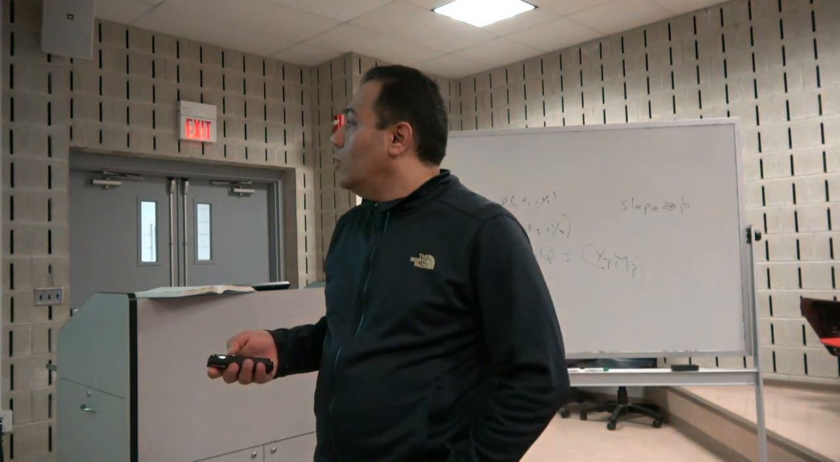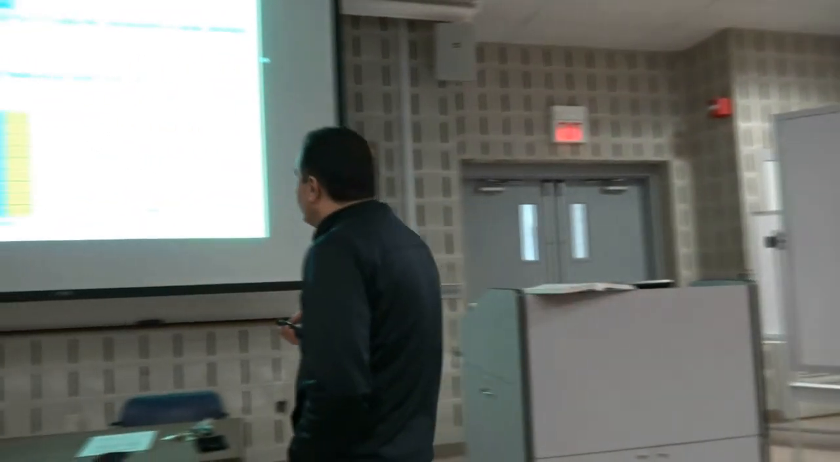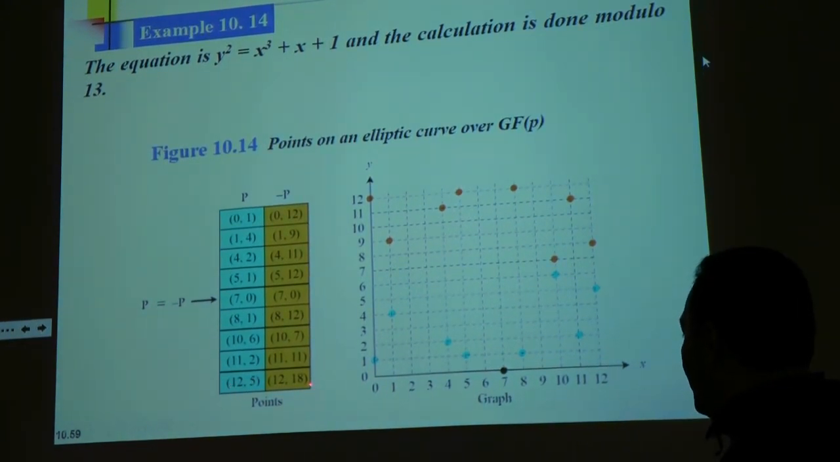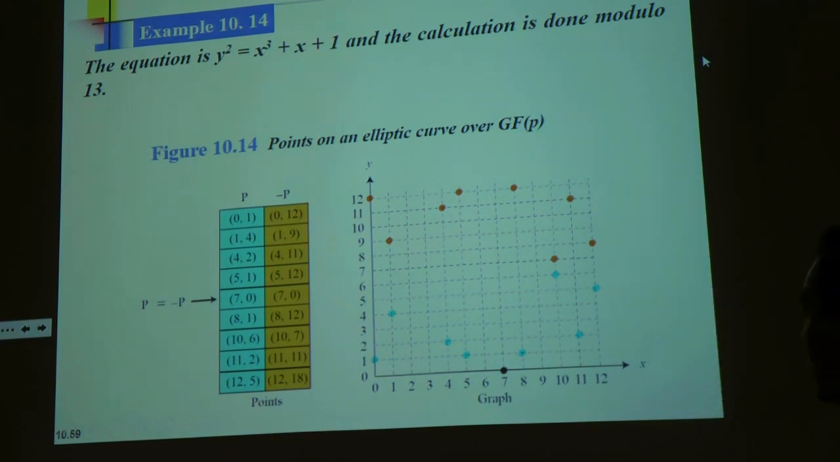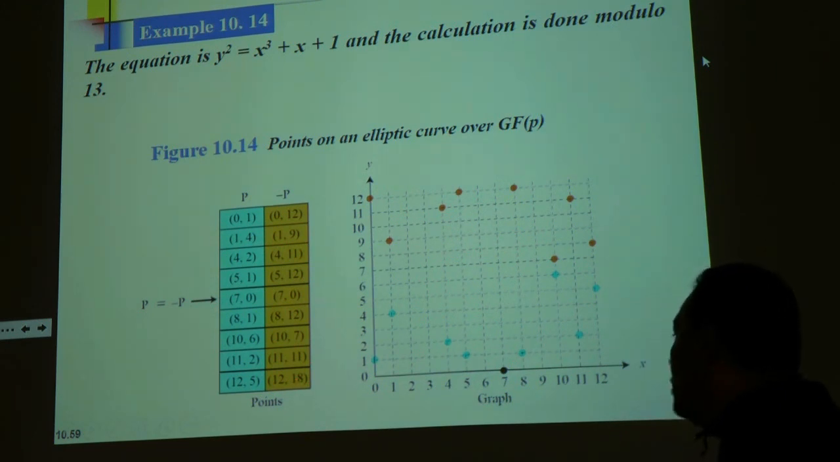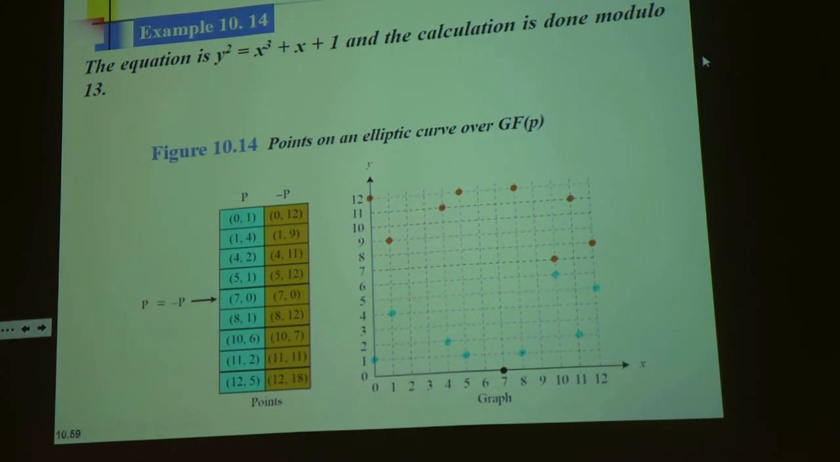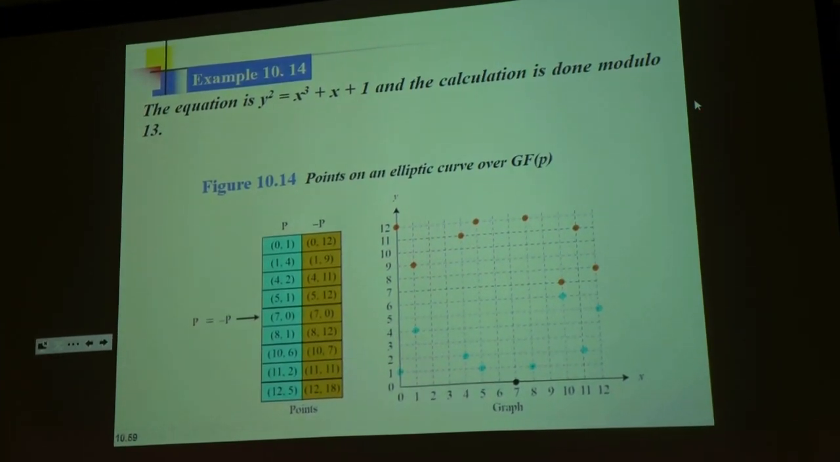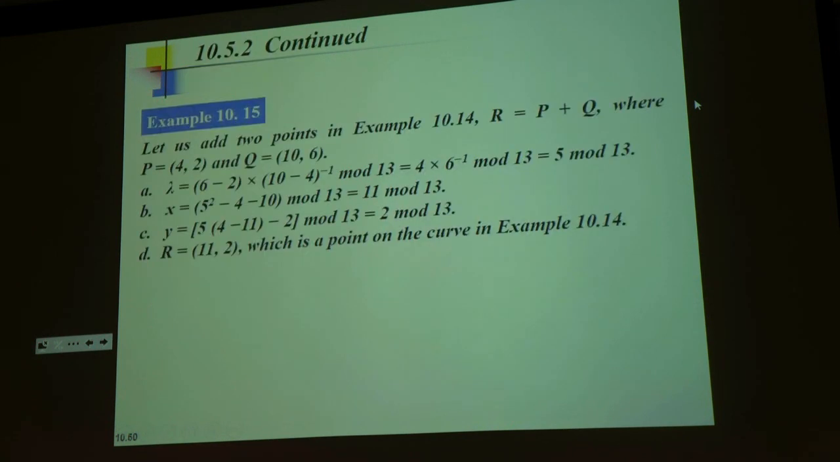The last one should be 8. Which one? 12, 8 here should be 8. Just do the math. Let me check here. Alright, so R is 11, 2, which is a point on the curve as an example, right?